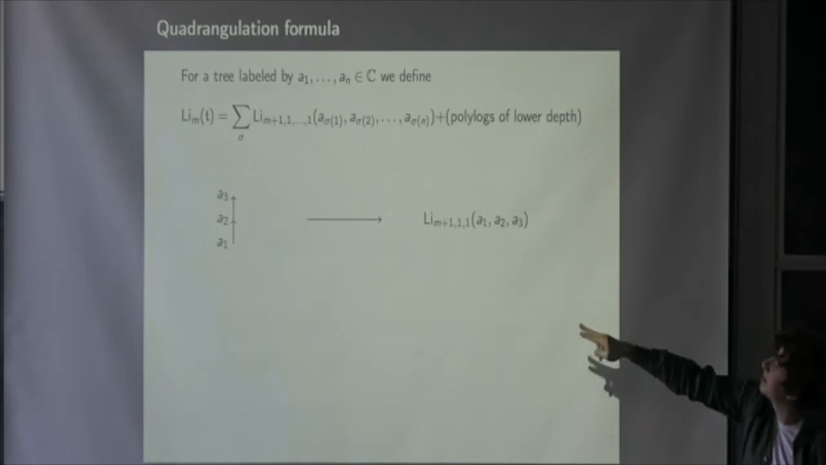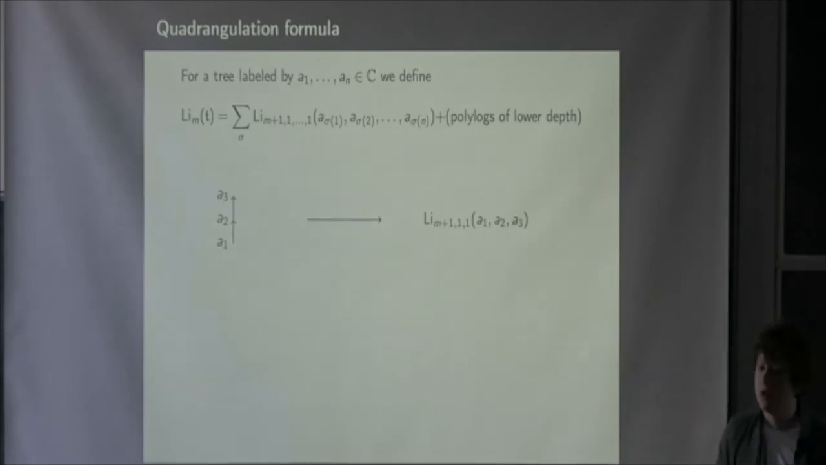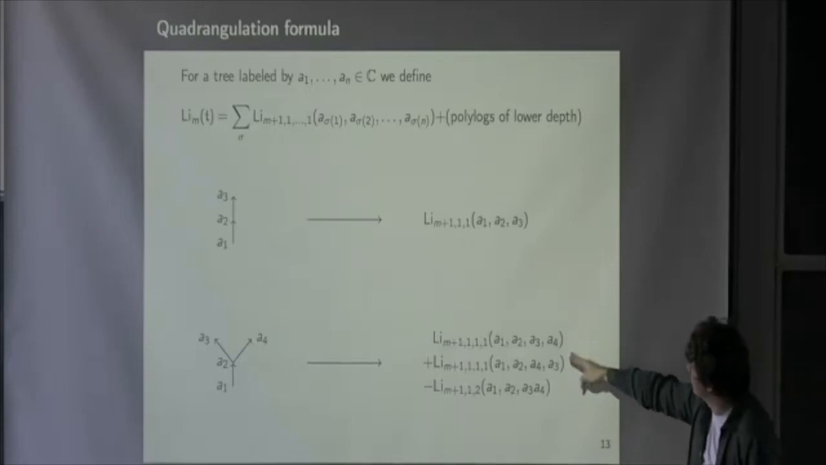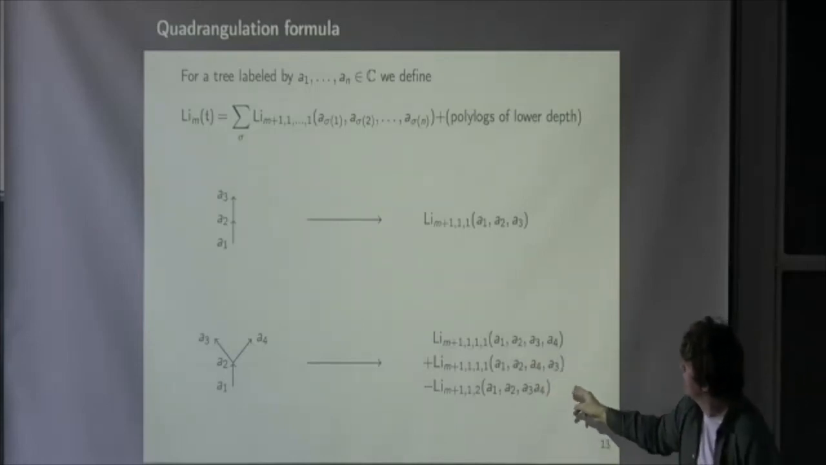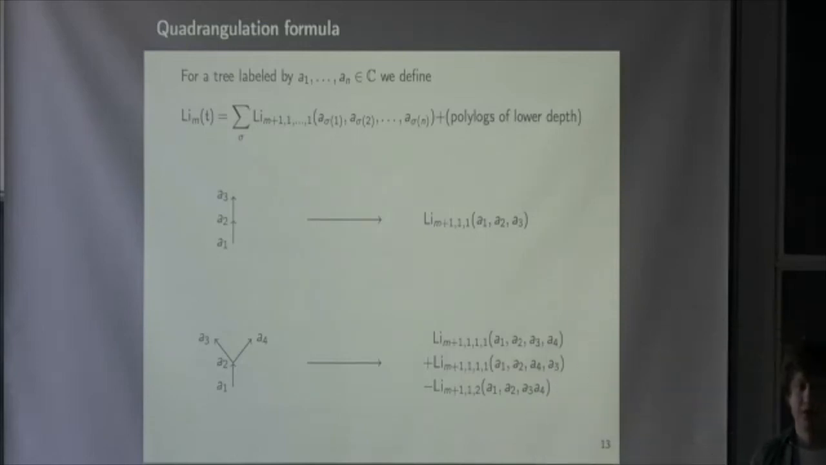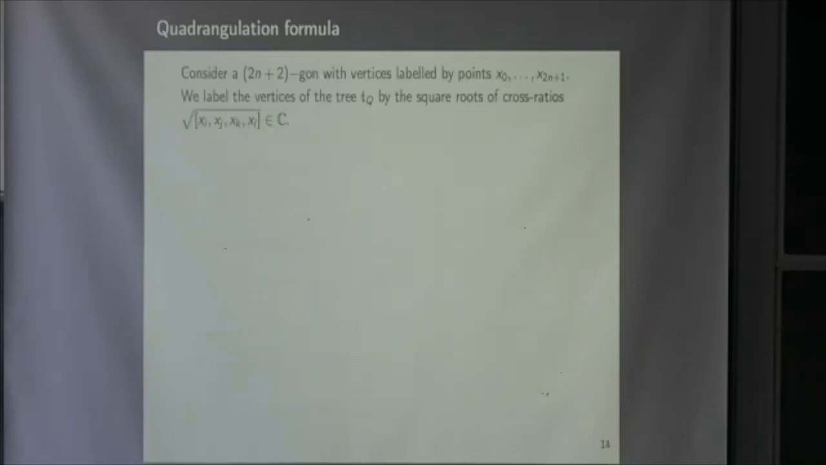And this is an example. If you take the simplest tree, you just get a polylogarithm. And if you take a slightly more complicated one, you will start to get two trees coming from different orderings, plus lower depth corrections. And you can write down explicit rules. It's not too hard. So now I can state the formula.